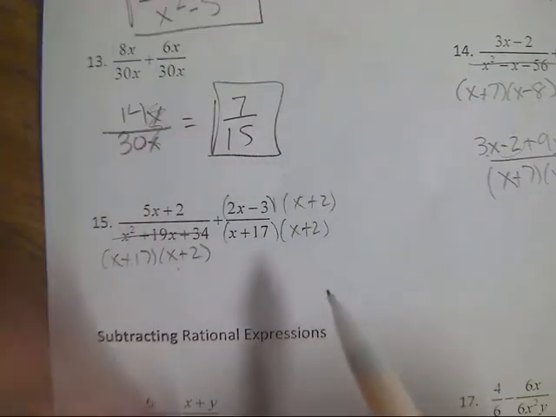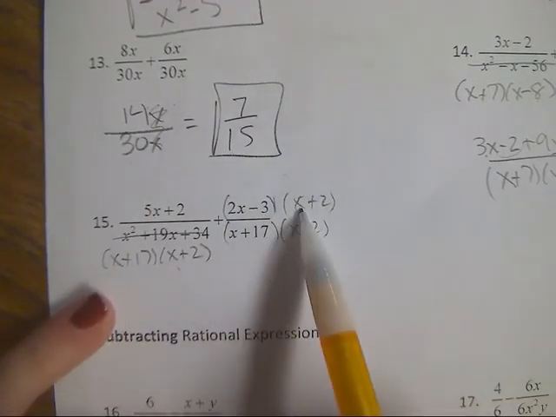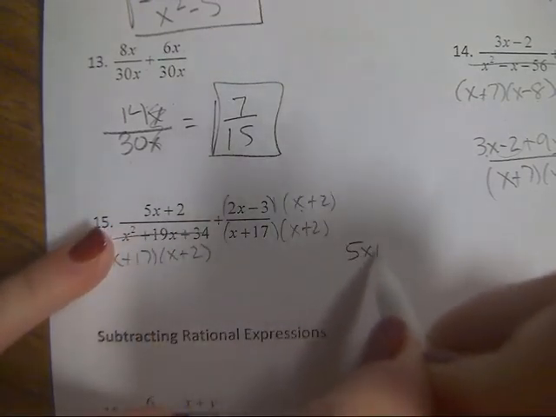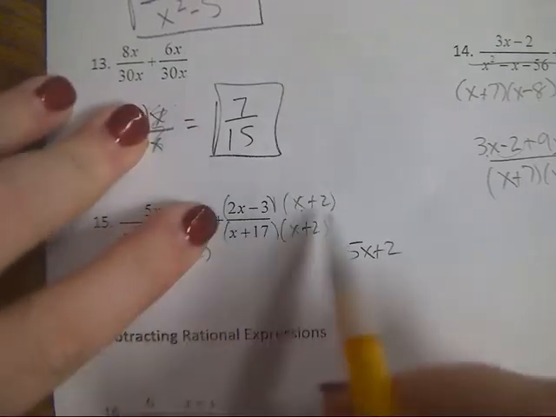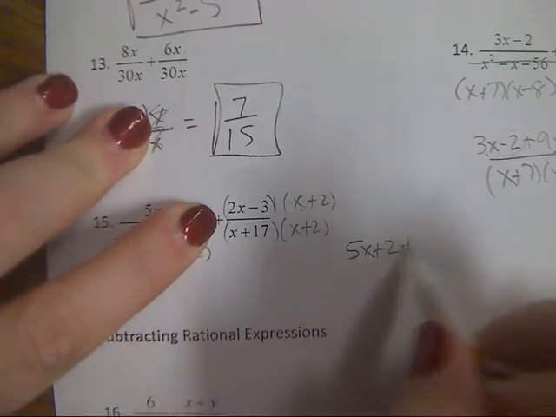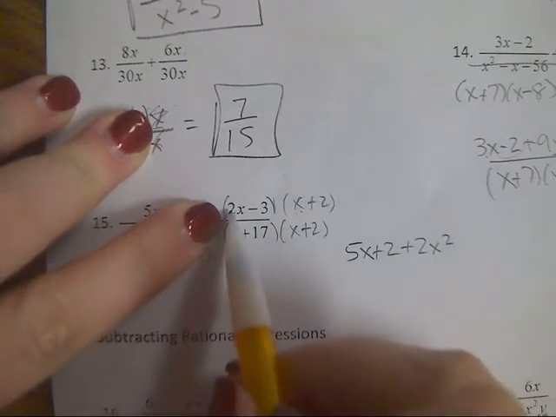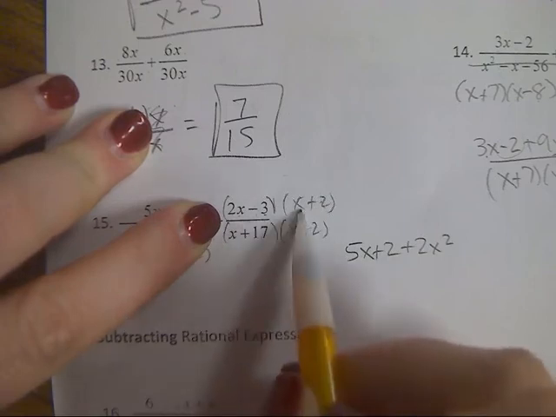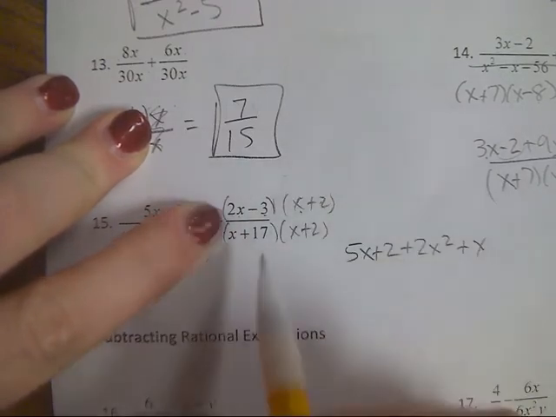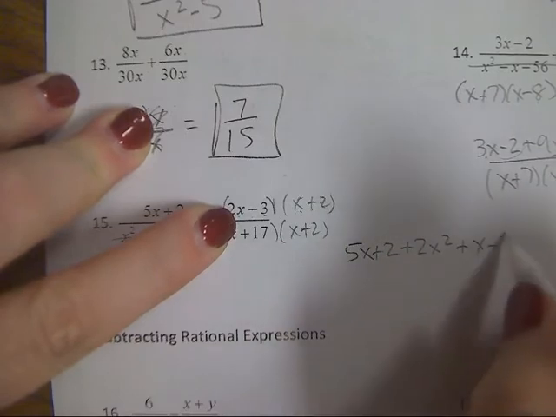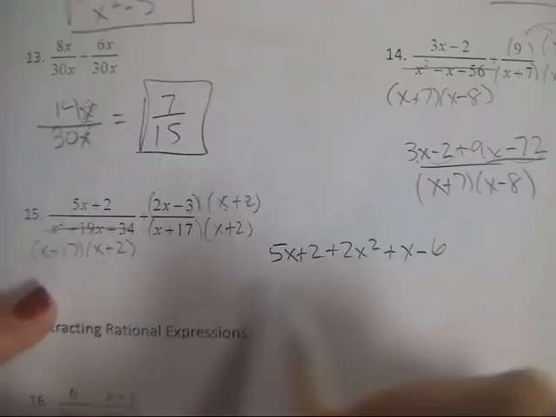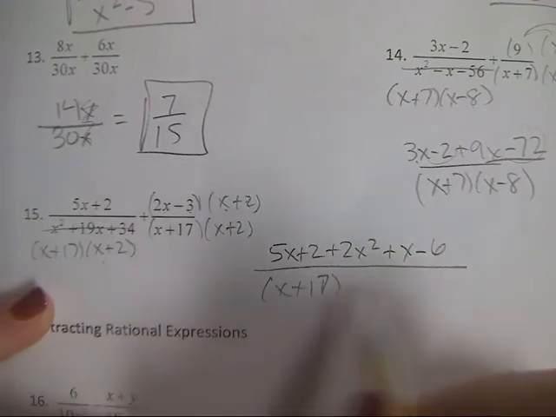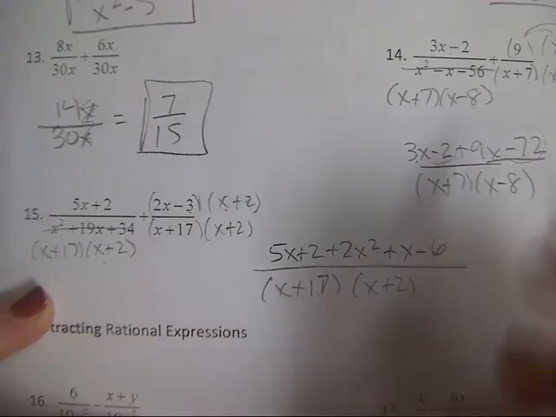Doing that means I'm going to end up foiling these two. Okay, so my numerator, I'm going to have 5x plus 2 from over here. Now we're going to FOIL. 2x times x is 2x squared. 4x minus 3x is positive x. And then negative 3 times 2 is negative 6, all over x plus 17 and x plus 2.